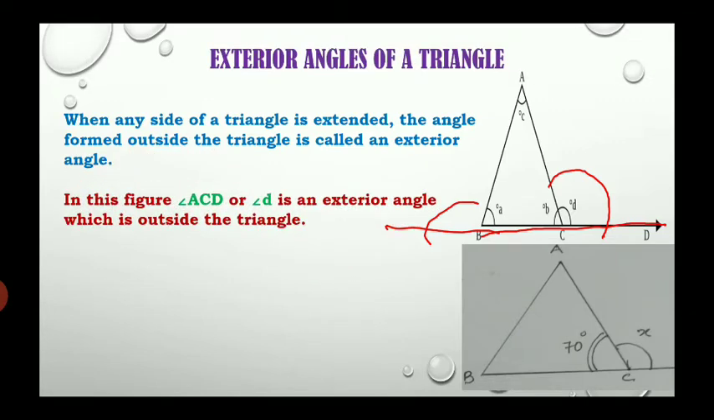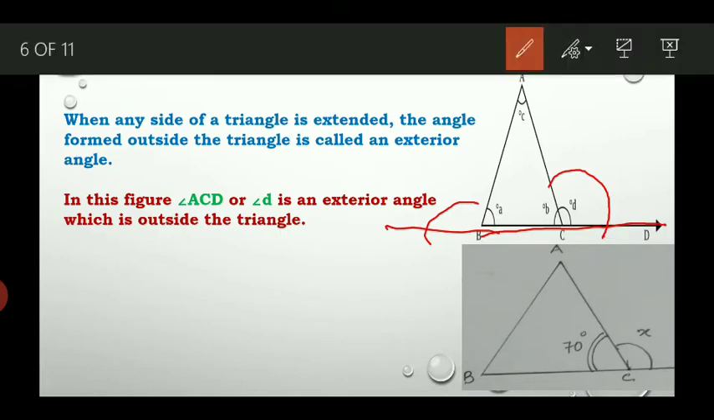In this figure, you can see angle ACD or angle D is an exterior angle, which is outside the triangle. So this is ACD. So it is outside. So this is exterior, or angle D is an exterior angle because it is outside the triangle.